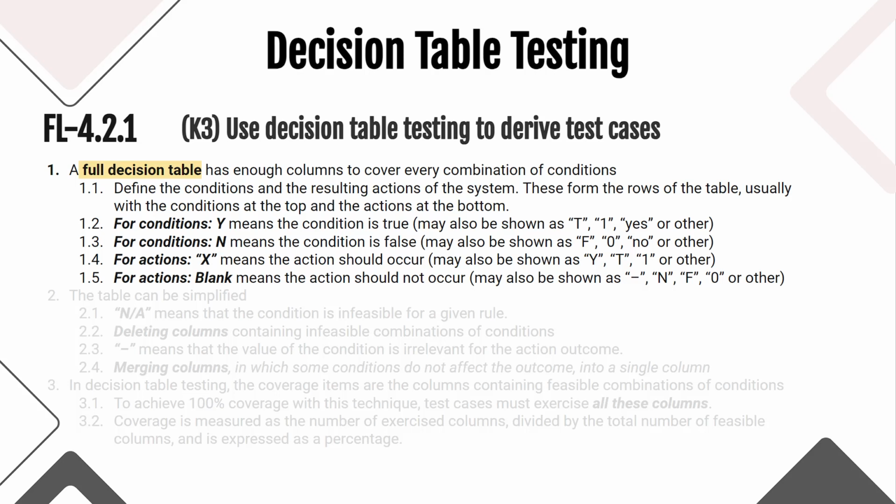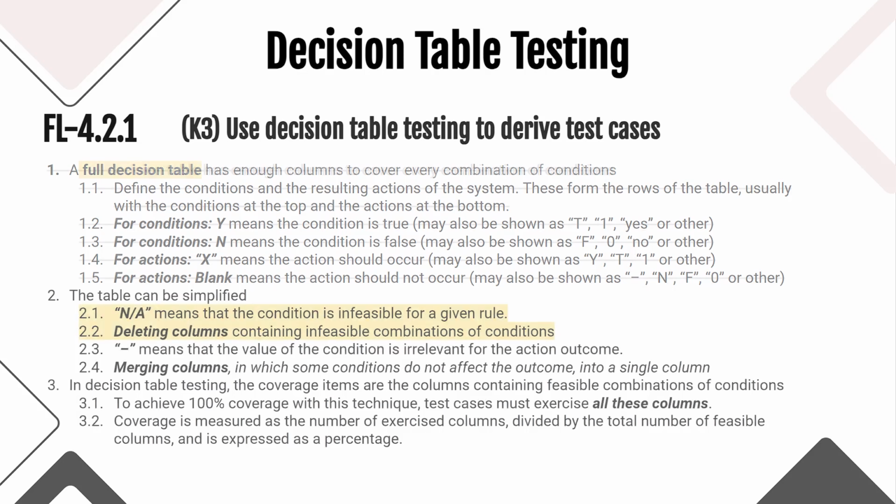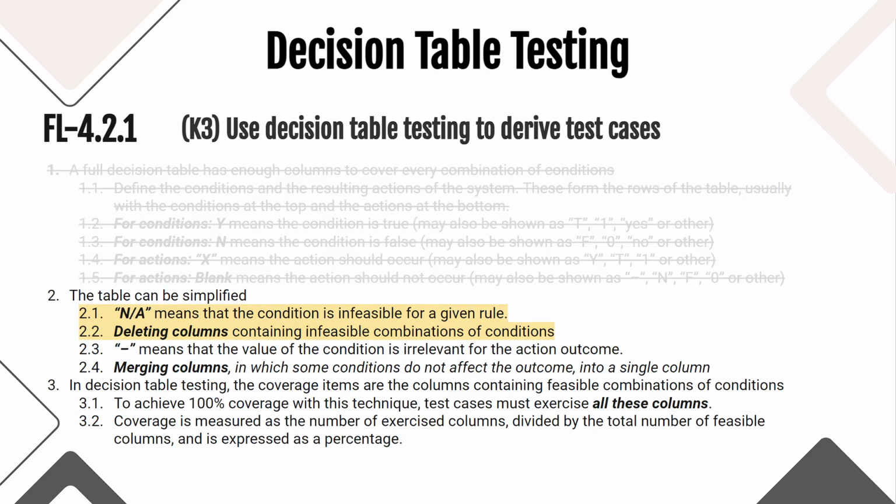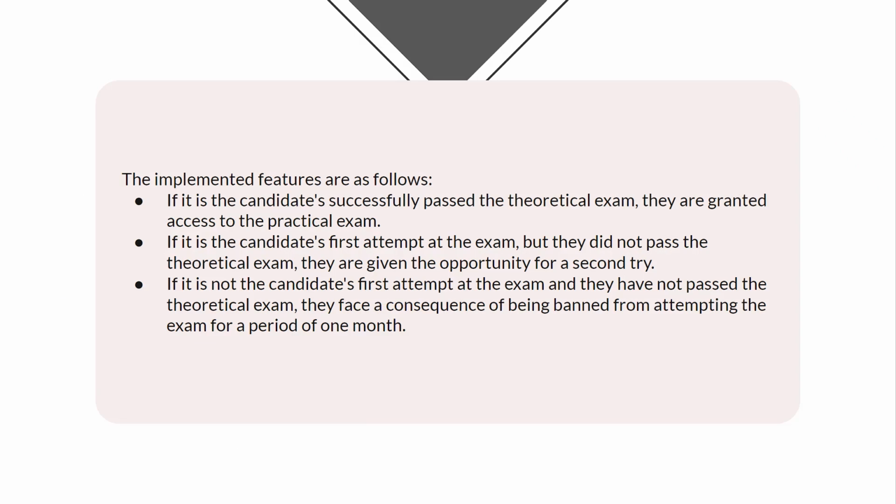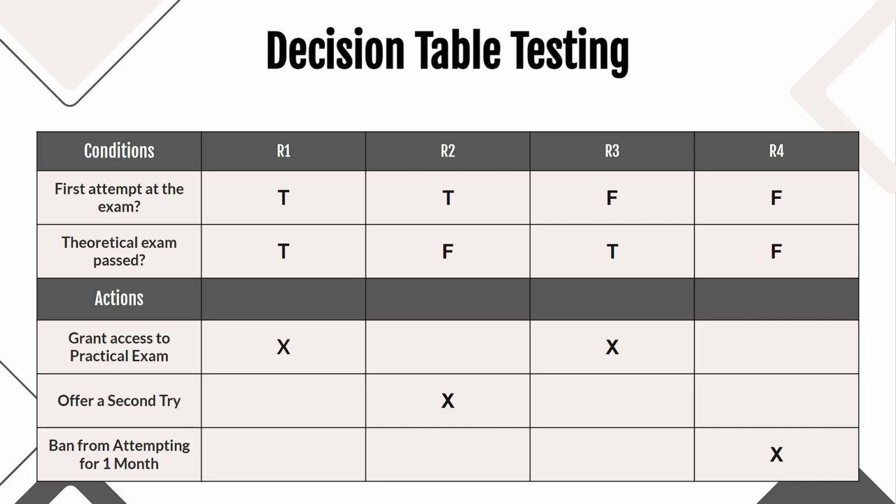Once the complete table is created, we can simplify it, and we advise you to start with deleting columns containing infeasible combinations of conditions. But in our requirements, there is no mention of any restrictions or impossible combinations. There are only conditions and actions. With the help of this, we can easily determine which action refers to which combination of conditions.